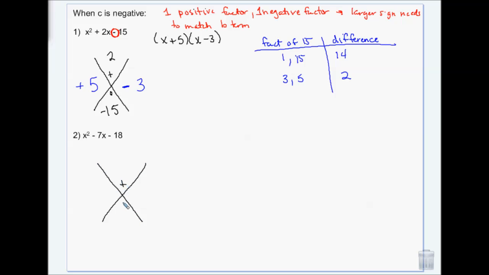Okay, if I'm doing this one, I want to add up to make negative 7, and I want to multiply to make negative 18. I want one positive, one negative. Because this is negative, I want my negative to be larger.